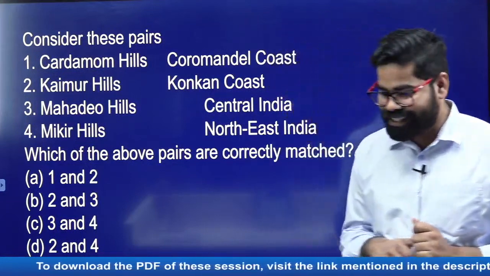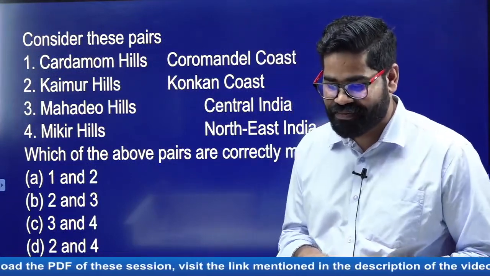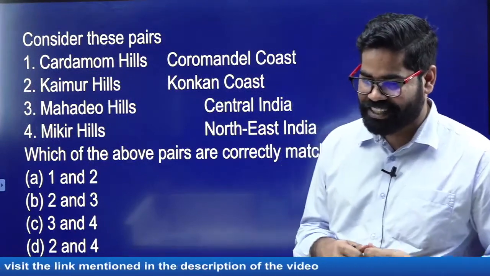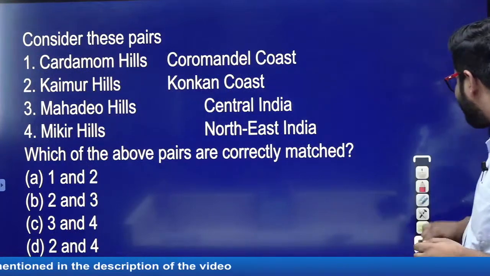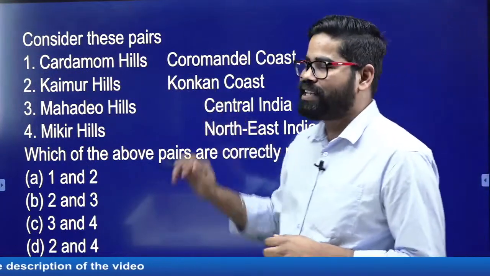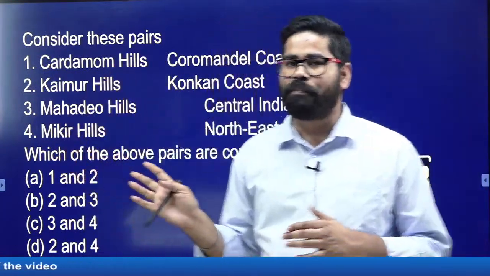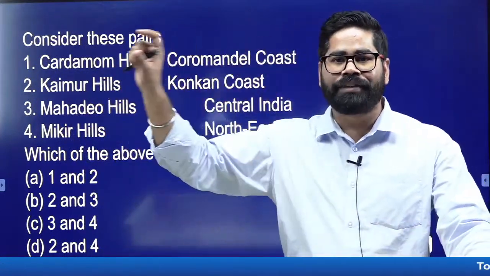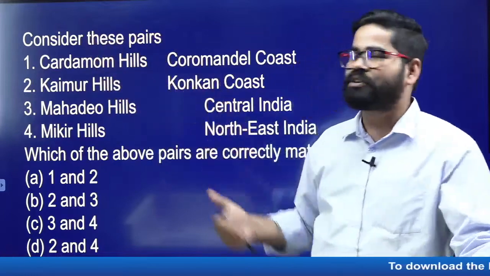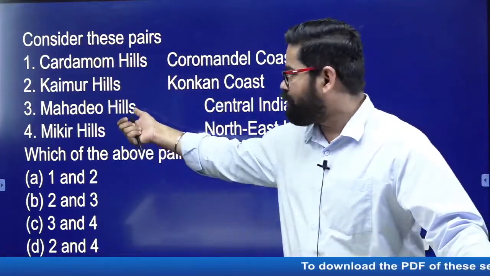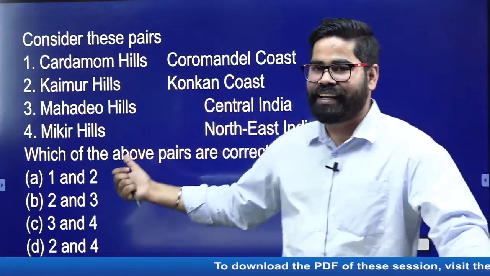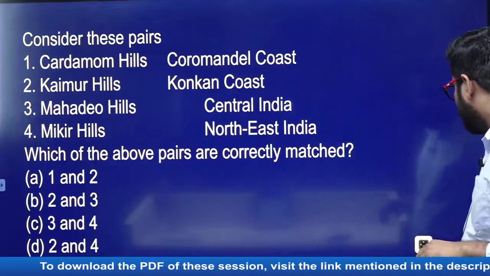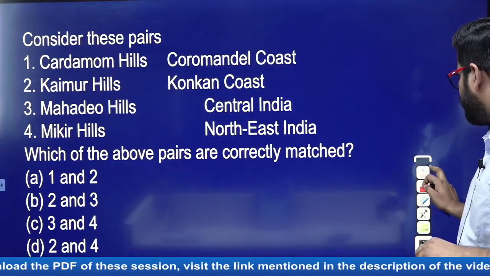I have got many answers at C. Okay, so you are very much confident about this. I think all of you are very much confident about it. See, if we talk about the Cardamom Hills, you can see it is located more towards the Malabar coast region. Okay, and the Kamur Hills are again in the part of the Chota Nagpur Plateau region. So it is not near the Konkan coast. Okay. Mahadev Hills are in central India, and Mikir Hills, of course, are in northeast India. Okay. So let me show you the extent of this.